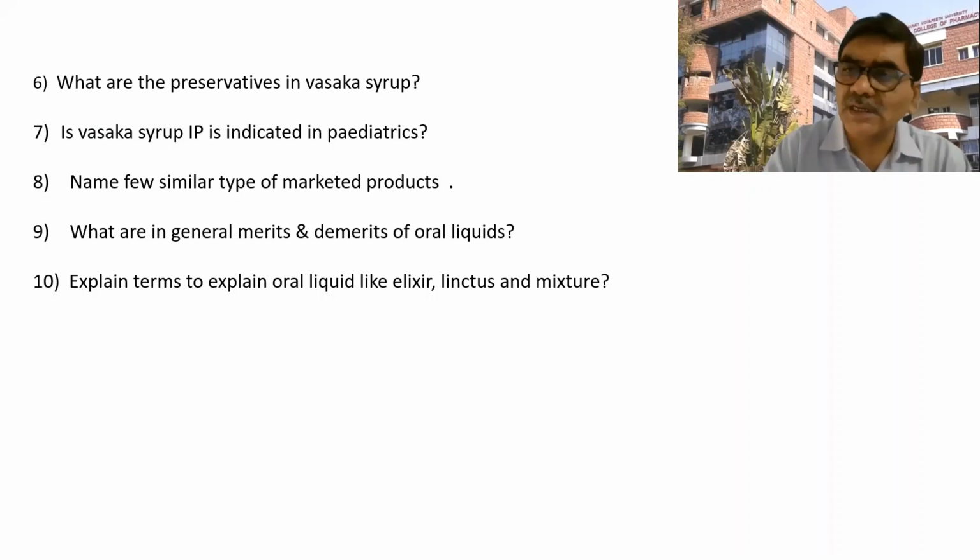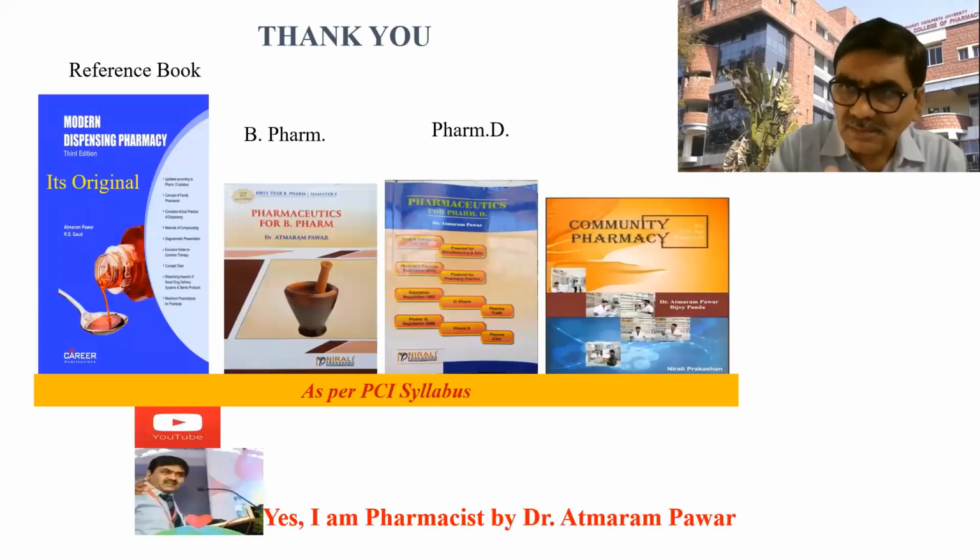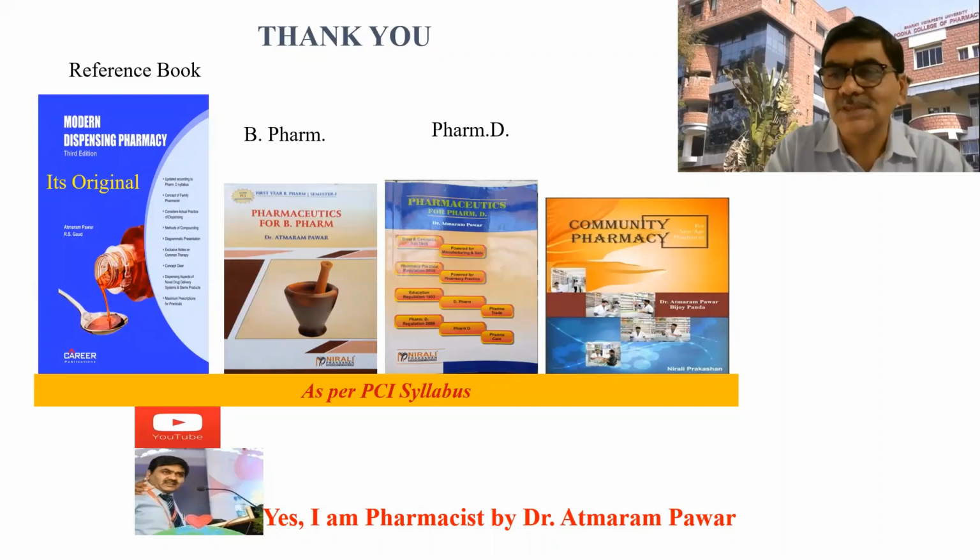Name a few similar types of marketed products. As I told, this is a very traditional expectorant available in the market, manufactured by many companies with the Vasaka. What are in general the merits and demerits of liquid orals, as I discussed, and we have to compare with the elixir, linctus and mixtures. So hope next time you will come with what the elixirs are, what the linctus is, what the mixture is, and compare it. So these questions will give you the platform, some clue for thinking to find out the answers, and I'm waiting for your answers.